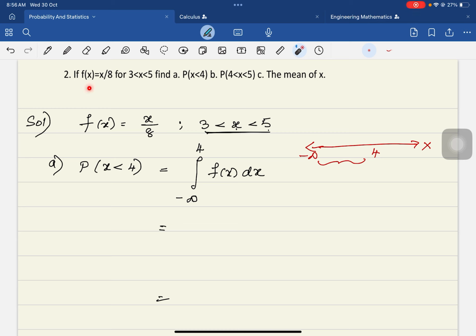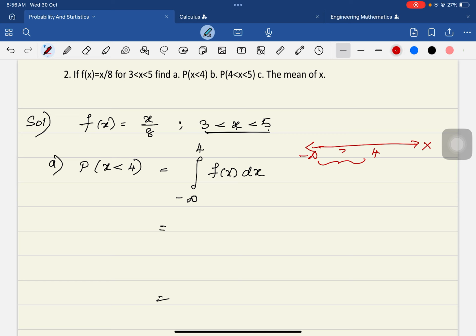Now the function is given as f of x is x over 8 for x lies between 3 and 5. So we have to find the value of P of x less than 4. So how to do this? The function f of x is given by x over 8 for x lies between 3 and 5. You have to understand that the function is being defined between 3 to 5 only.